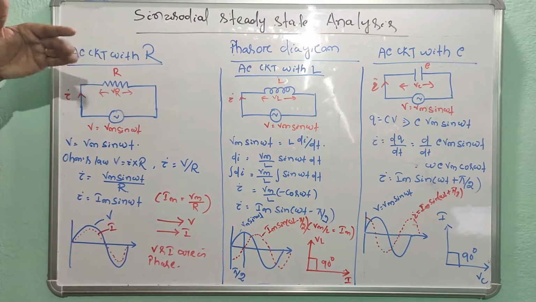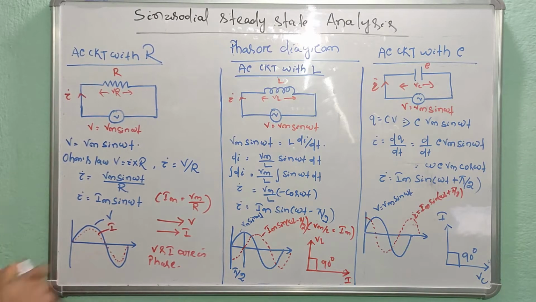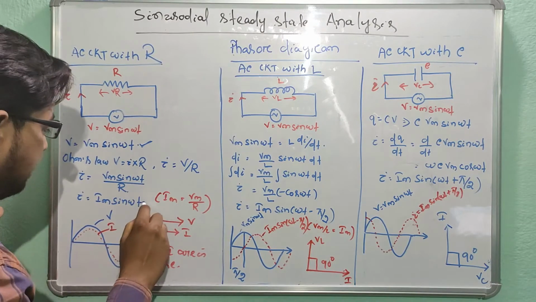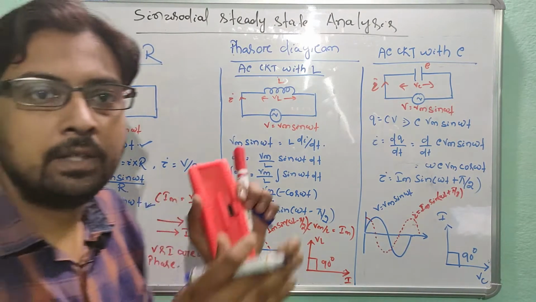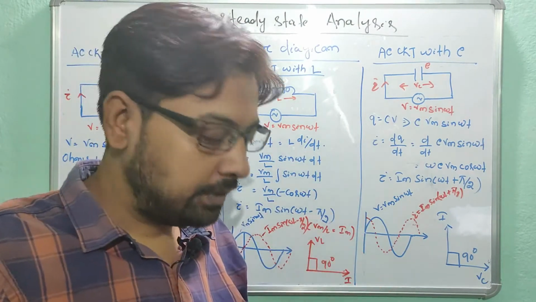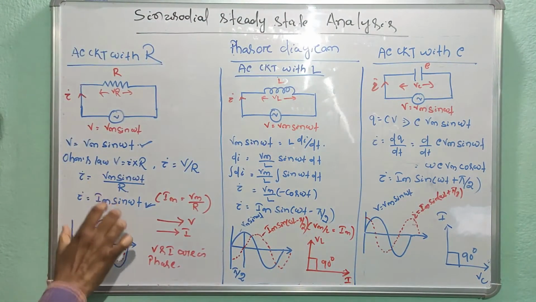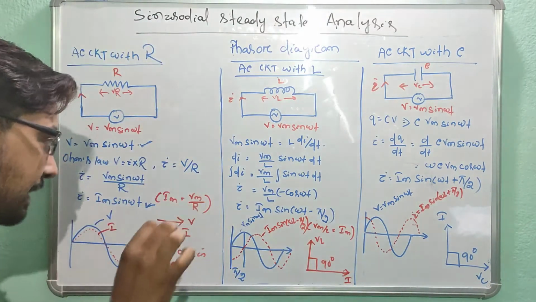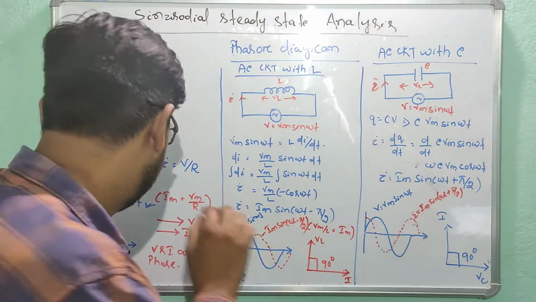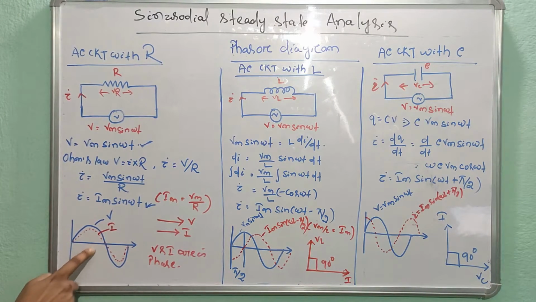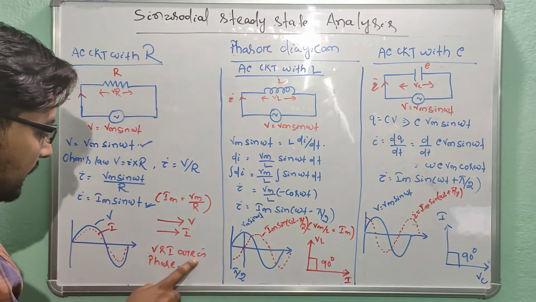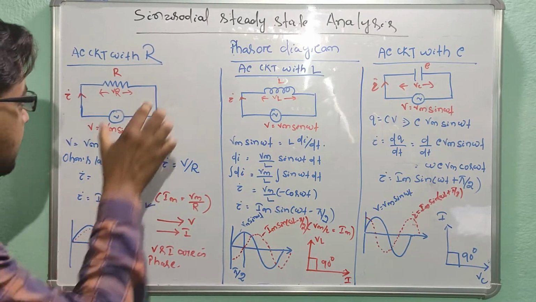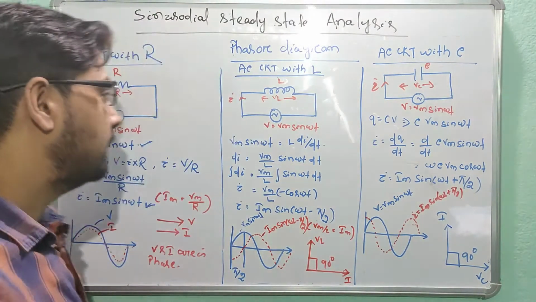For these two expressions, this is my voltage expression and this is my current expression, you have to conclude that in a pure resistive circuit, the current and voltage are in phase. The angle between the voltage and current is 0. So this is the phasor representation. This is my voltage and this is my current. It starts from 0, is maximum at the same point, and again 0 at the same point, so V and I are in phase. So this is the AC circuit with R or resistance.